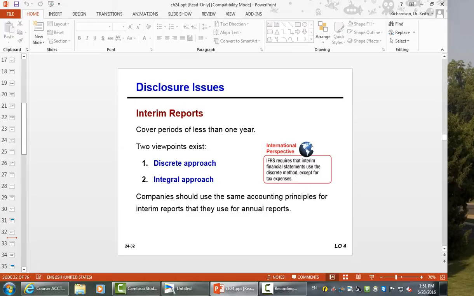Makes sense. What about gains and losses on things? Should the gains and losses be across periods, or should the gains or losses all be in one discrete period? Make sense? That's all they're talking about. That's 32.